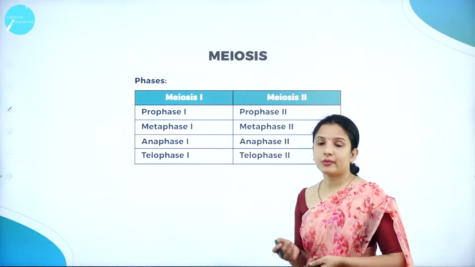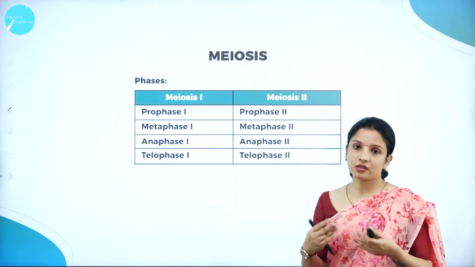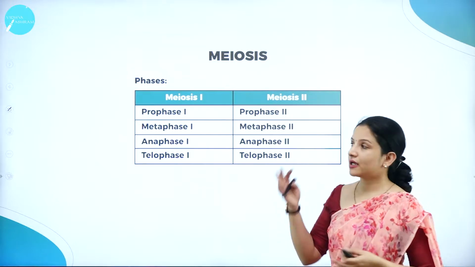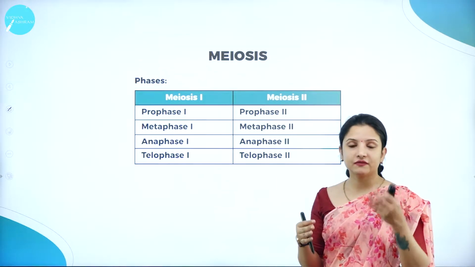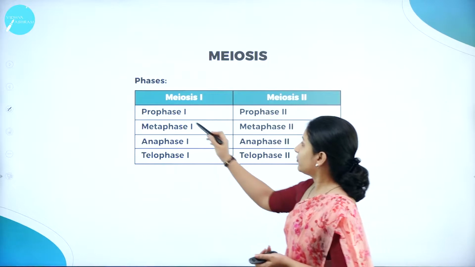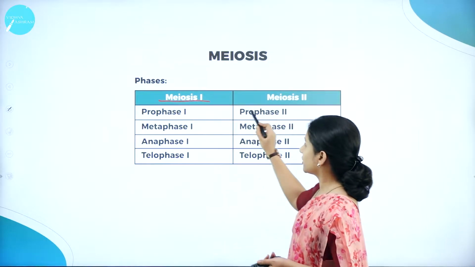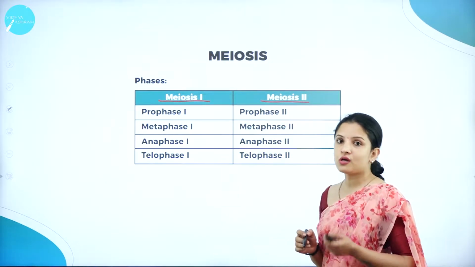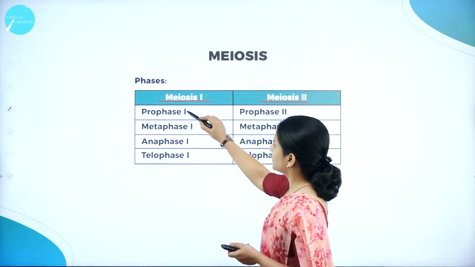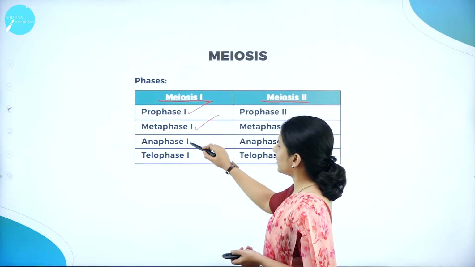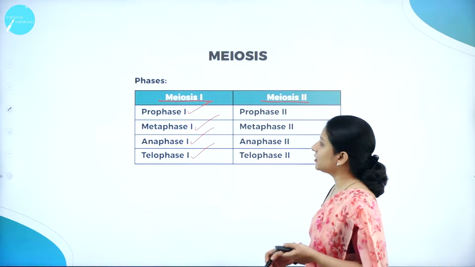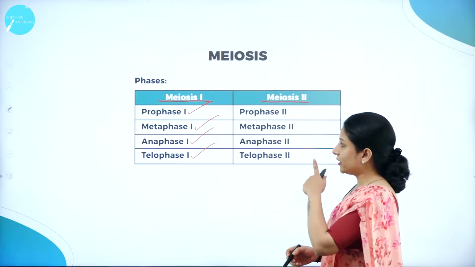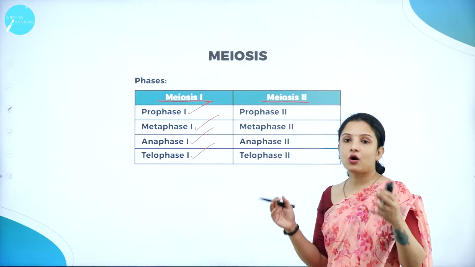So next, talking about how this meiosis division occurs. To easily understand, the meiosis division occurs in different phases. The main important stages of meiosis division are meiosis 1 and meiosis 2. Under meiosis 1, it enters into prophase 1, metaphase 1, anaphase 1, telophase 1. And in meiosis 1, prophase 1 is the longest phase.